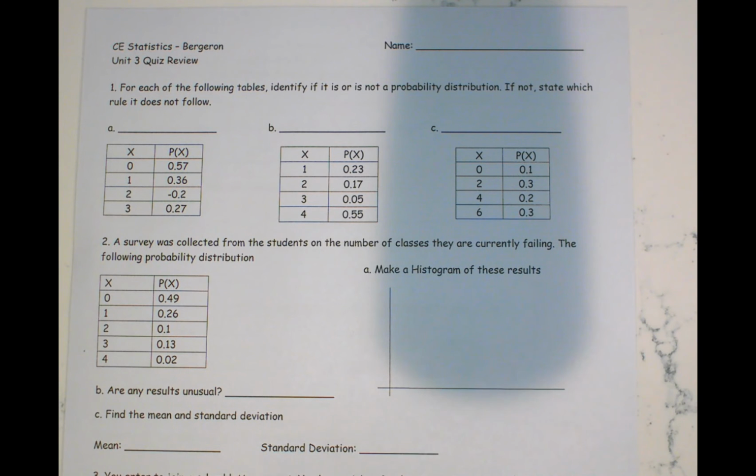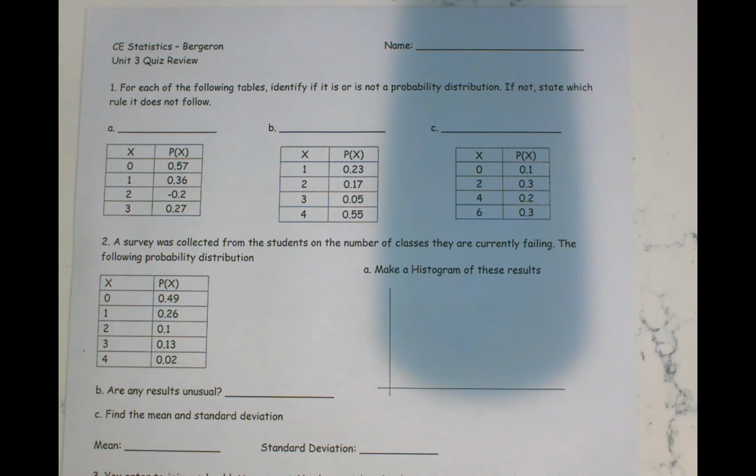All right, so this is a review for our quiz, which kind of summarizes everything that we've done in this unit so far. So we're just going to go through kind of all of the pieces together. So then hopefully we're ready for our quiz. So the first one says, for each of the tables, identify if it is or not a probability distribution. If not, state which rule it does not follow.